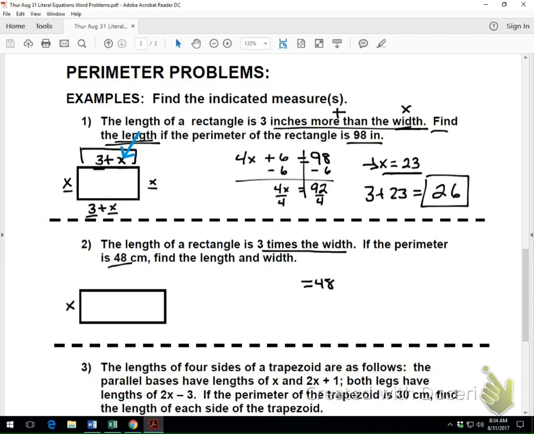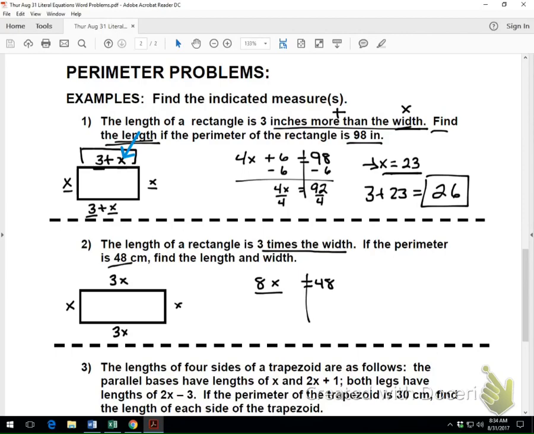Okay. And our length is 3 times the width, 3 times x, or just 3x. So I'm going to go ahead and label this. So now, add up all our sides. 3 plus 1 plus 3 plus 1. 4 and 4 give me 8x. So we get that right there.